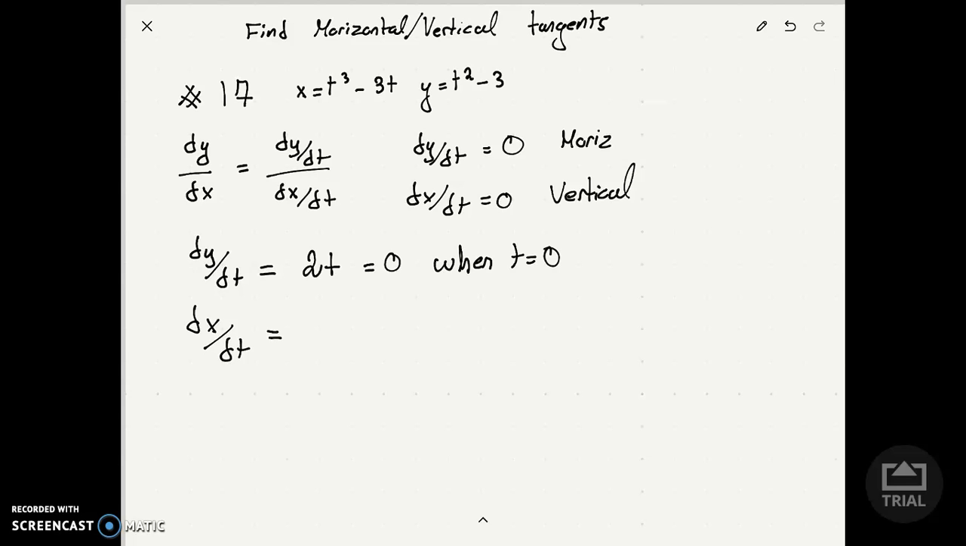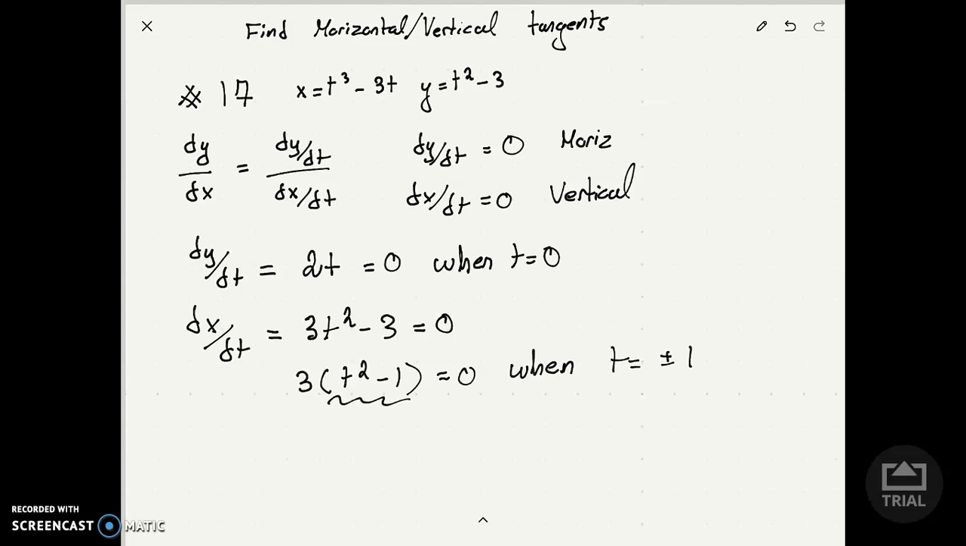Let's actually take that derivative now. 3t squared minus 3. And let's set it equal to 0. From there, we can factor out a 3. So it's equal to 0 when t is equal to plus or minus 1. So that's 0, and we can set that equal to 0. All right, and from there we have 3 different t values at which we have tangents.